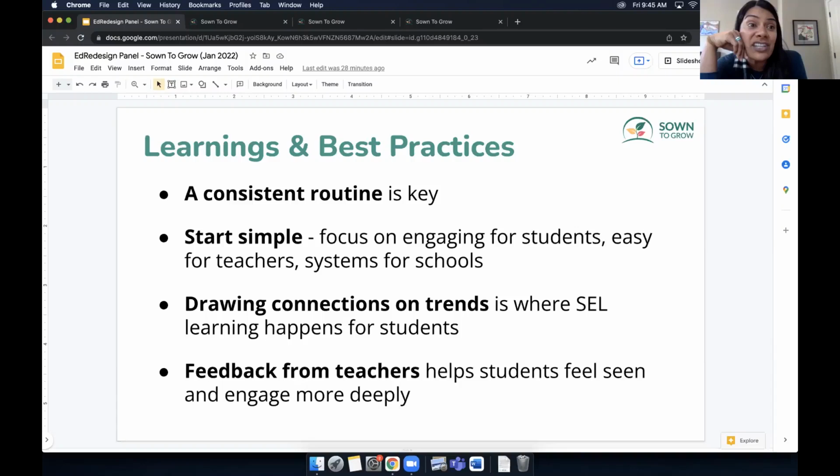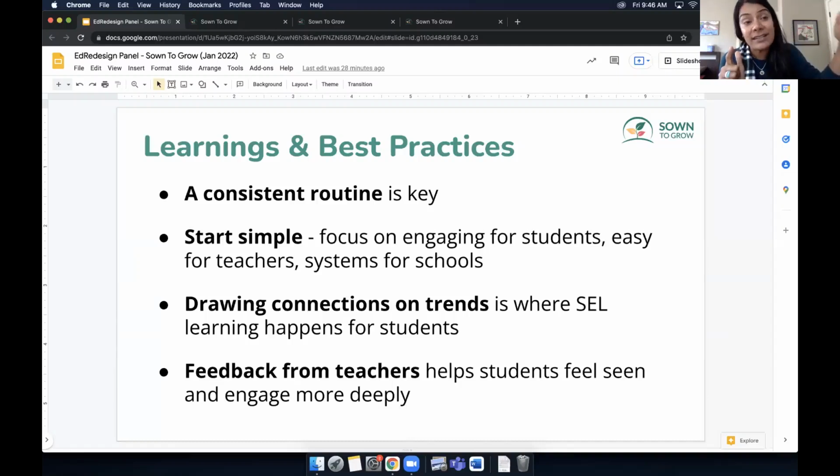The second, I think, is a universal truth. While it's been highlighted in the time of the pandemic, I would say all the time, starting with simple routines is really, really, really important. Our focus is on a simple routine that's engaging for kids, easy for teachers to get off the ground.